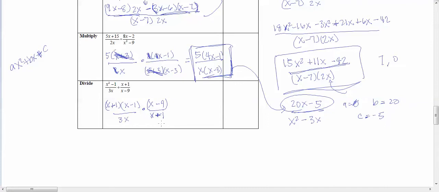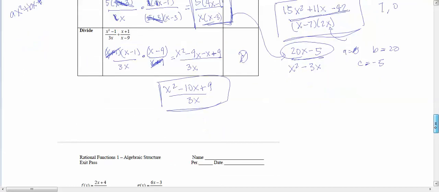Let's see, what can I cancel out? This is my favorite part. This x plus 1 gets killed with that x plus 1. And my answer that I'm left with in the end is x minus 1 times x minus 9 divided by 3x. I can put that in standard form by FOILing out the numerator, and so I have x squared minus 9x minus x plus 9 over 3x. What is that equal to? That would be x squared minus 10x plus 9 over 3x. This is my answer. My excluded value says x cannot be equal to 0. All right.